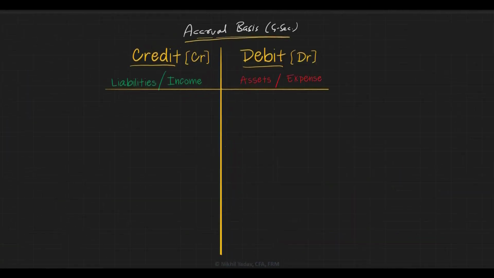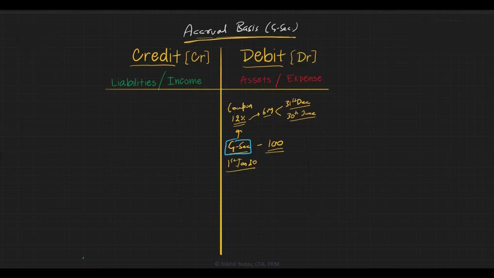Let's look at an example to understand the accrual basis better. Let's say I purchased a government security of face value 100 on the 1st of January 2020. This security gives me a coupon of 12%, which I receive on a half yearly basis on two dates, one is 31st December and the other is 30th of June. So since this is a government security, I'll be booking the income on accrual basis.